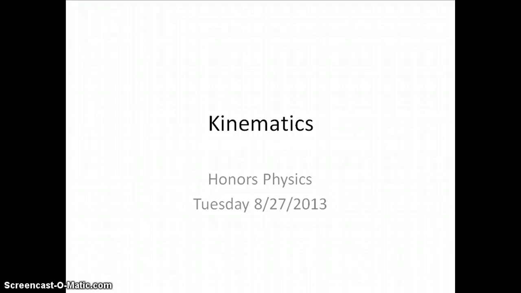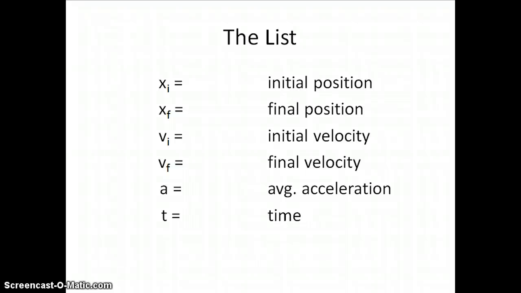Before we get into the equations and what to do, I'm going to give you what I call the list. Your xi and your xf is your initial and final position. Your vi and vf is your initial and final velocity. Your a is your average acceleration, and t is your time.